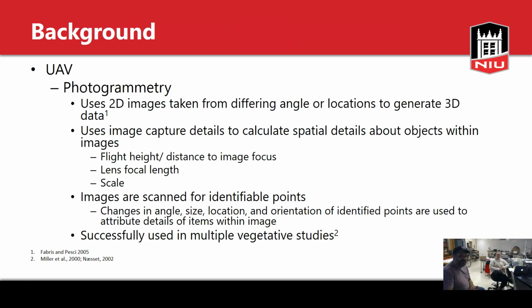Now, to take that imagery, we can use a process called photogrammetry, where two-dimensional images are used to create three-dimensional data. This can capture a lot of spatial detail, and to process it, you need to know a couple of things: flight height, focal length, and the scale that you're imaging. You scan the images for identifiable points, then track the changes and use some processing to extract data from these. This has been used successfully in quite a few vegetative studies.